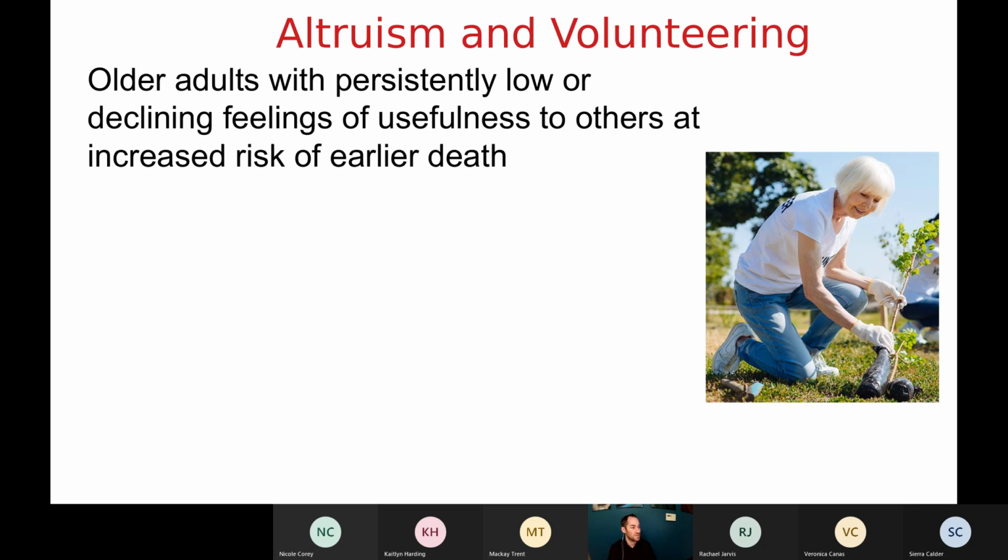So older adults with persistently low or declining feelings of usefulness towards others are at an increased risk of early death. So volunteering is one really good way for older adults to be meaningfully involved in something that goes beyond themselves. It doesn't necessarily have to be a purposeful thing. We've talked about purpose being goal orientation, meaningfulness, and that beyond-the-self concern. So it definitely could be something purposeful. But just giving back in general, going for a weekend and planting trees on Earth Day or something like that, is a really meaningful thing to do.